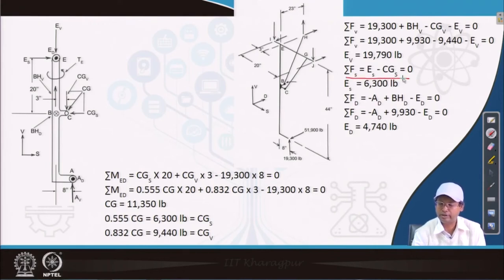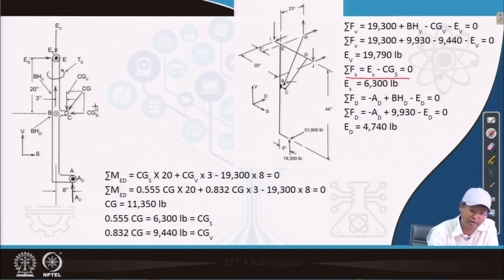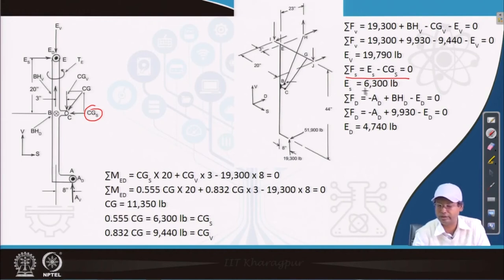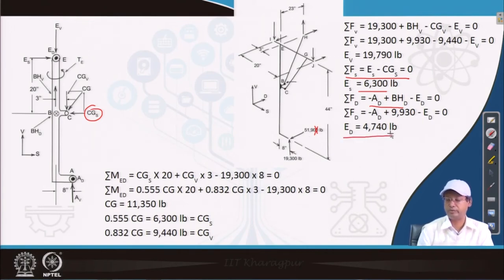Similarly, if we consider the S direction, in the S direction we have only ES and CGS, so that gives us the value of ES as 6300 pound. In the ED direction, we have two forces, as I have mentioned, the other one is not there. So we have these two forces, the BHD and AD, and ED. The assumed direction is the same as the direction of AD, and we get the ED value as 4740 pound.